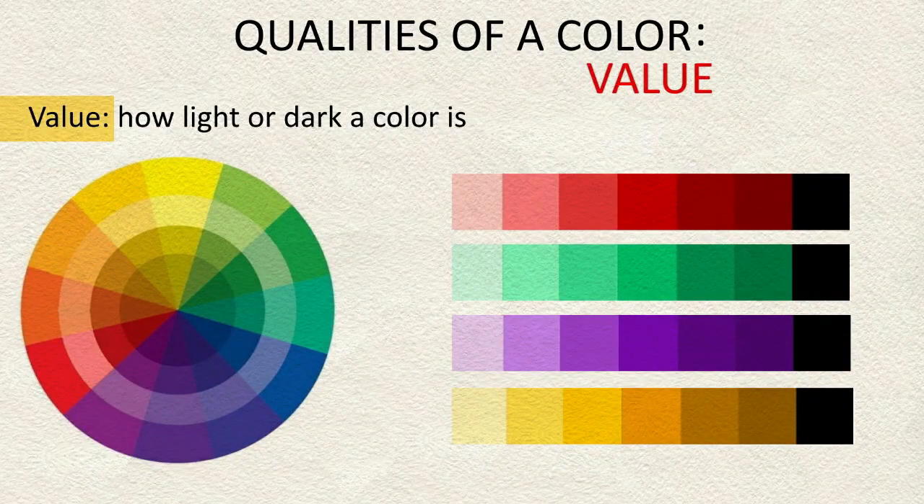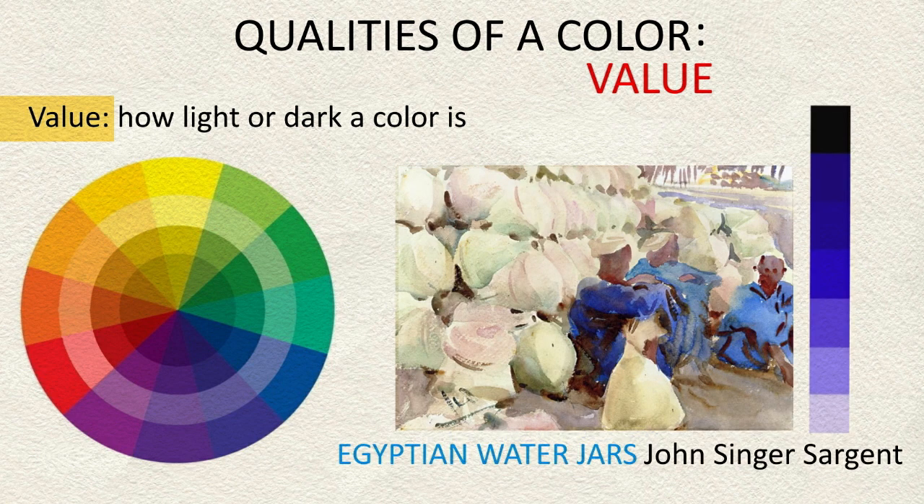The next useful color term is value. When we talk about a color's value, we want to know how light or dark a color is. You can use value to draw attention to the main subject. Let's look at this painting by Sargent. It's got a lot of colors in it, especially in the piles of water jugs: yellows, greens, pinks, purples. But what stands out in the painting are the three seated figures in blue. That's because the value of the blues is much darker than the values of the colors surrounding them.